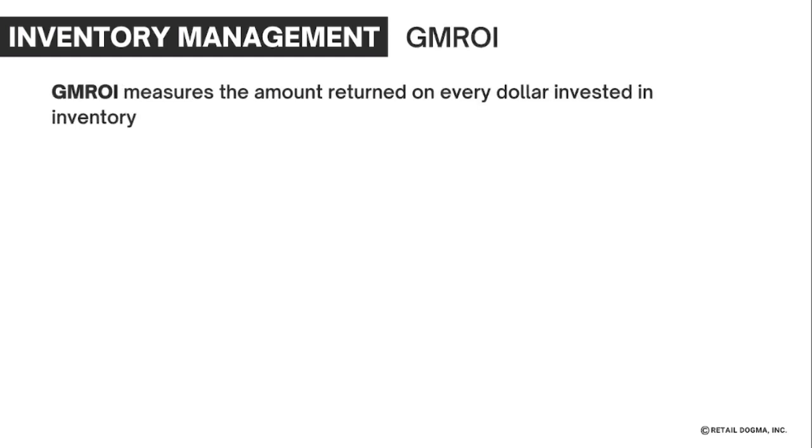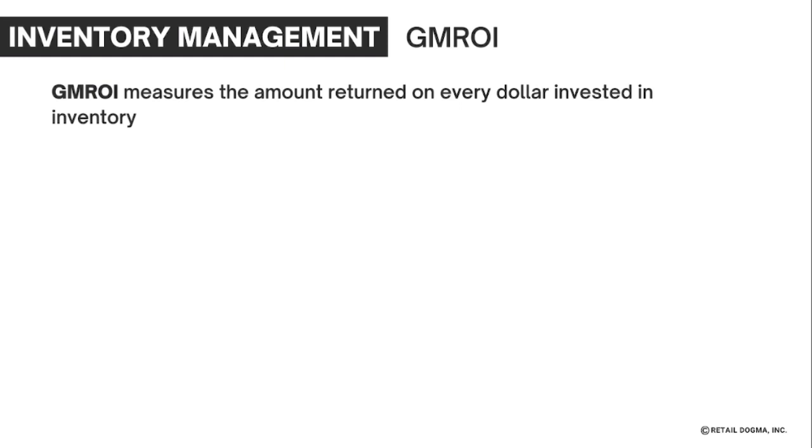Another important metric when it comes to inventory is the GMROI, or the gross margin return on investment, or return on inventory investment. This metric measures the amount returned on every dollar invested in inventory. For example, if GMROI equals 3, it means that every dollar invested in inventory returns $3. This metric is used to measure the performance of the business and how efficiently it's able to allocate its buying budget to products that generate higher returns.